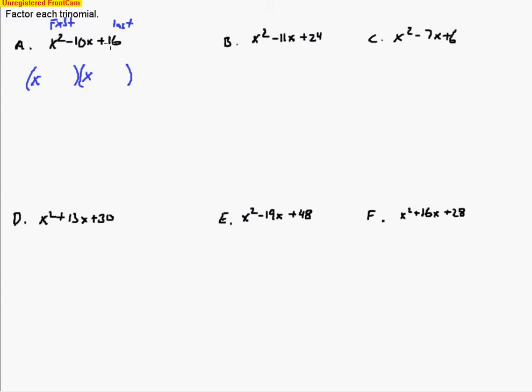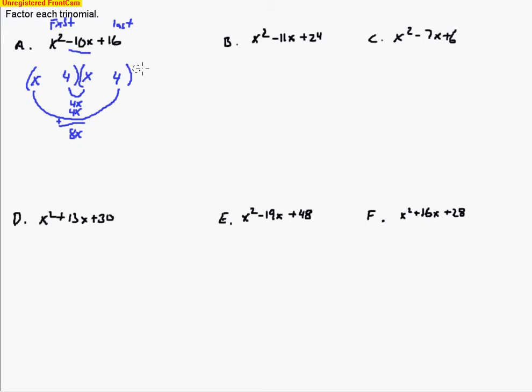Now, different numbers multiply to make 16. So I just have to try some different options. For instance, if you tried a 4 and a 4, those multiply to make 16. But when we check the outside terms and the inside terms, let's see what they make. Well, here the inside make 4x, the outside make 4x, and you see that only adds to make an 8x. But I don't want an 8x, I want a negative 10x. So I know those aren't the right numbers.